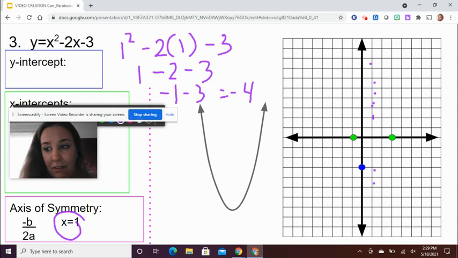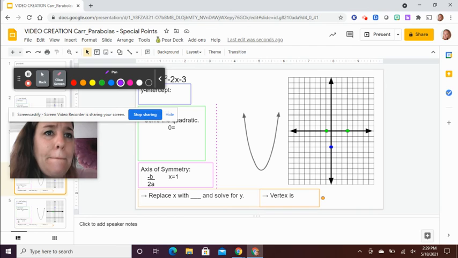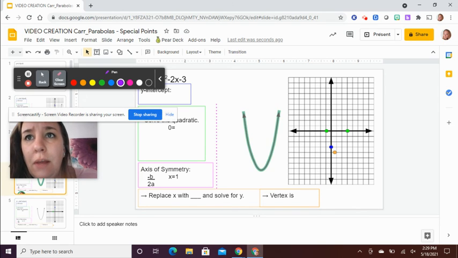So then 1, negative 4, kind of, parabola graphed.